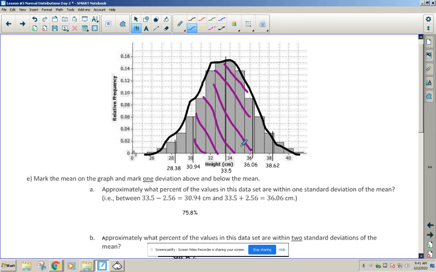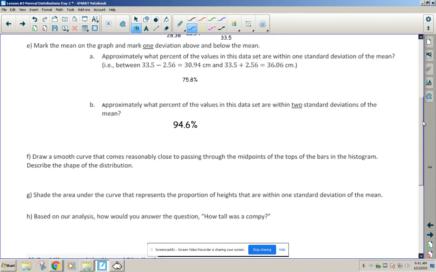And you can see most of the data is clustered within one standard deviation. And when we looked at our numbers, 75.8, roughly 76%, that's a lot of numbers clustered within one standard deviation of the mean. And so based on your analysis, how would you answer how tall is a compy?